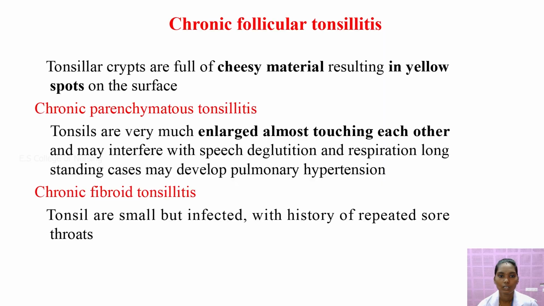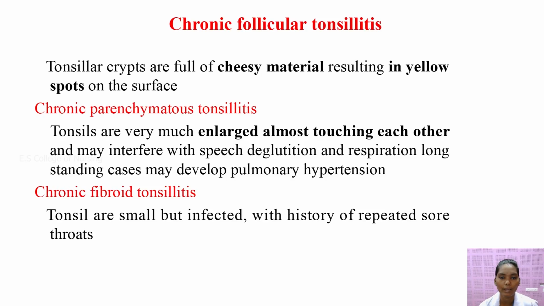The tonsillar crypts are full of cheesy material, resulting in yellow spots on the surface. I already discussed the follicular stage in acute follicular tonsillitis, where I said there are small yellow colored spots appearing over the tonsil. Now in chronic follicular tonsillitis, in this stage the tonsil is full of cheesy material and has a yellow color appearance over each side of the tonsil. This is the meaning of chronic follicular tonsillitis.